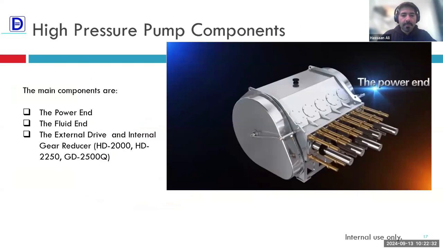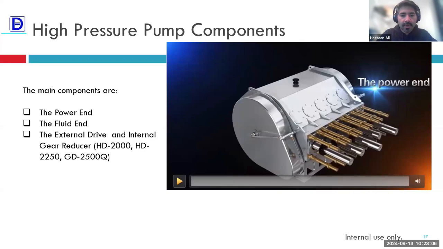We were talking about the main components of the pump. We talked about the power end, we talked about the fluid end, and then the third one is called the external drive and the gear reducer. External drive is essentially your prime mover, and your internal gear reducer is your gearbox, because your prime mover is moving at a certain RPM. You want to reduce that RPM, because the prime mover is providing high RPM and lower torque. You want low RPM and higher torque. That is where your gear reducer will come in.